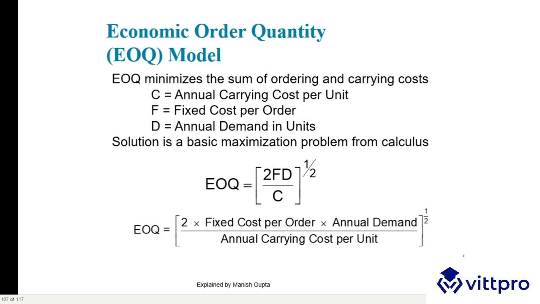Now, how will you get the information? The fixed cost per order is going to be your delivery cost, your ordering cost, maybe your payment transfer cost. So that will become your fixed cost per order, right? Then you have the annual demand, which you have to estimate based on your past and based on your future business outlook, how many units you think you will need, right? Then you have to divide this by the average carrying cost per unit. So how will you get that?